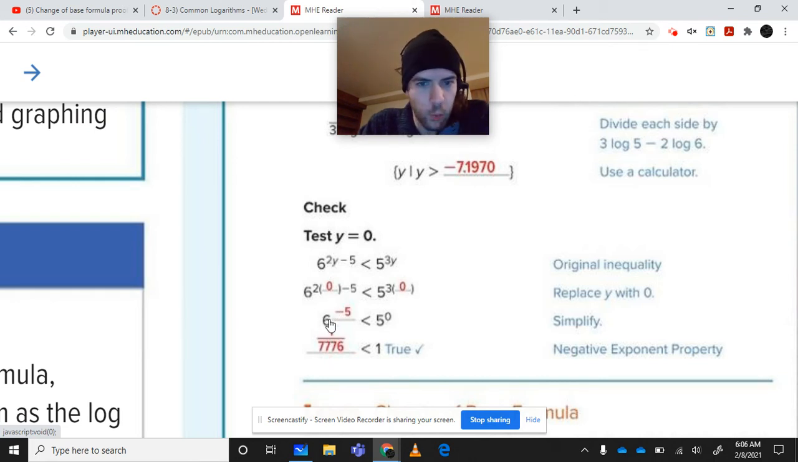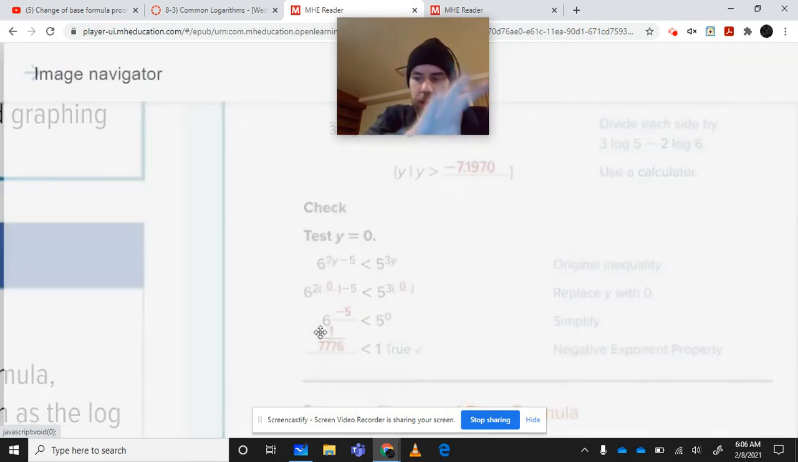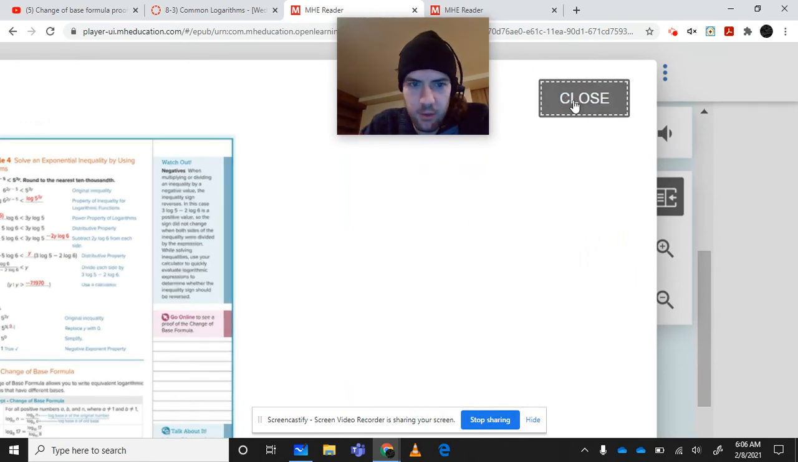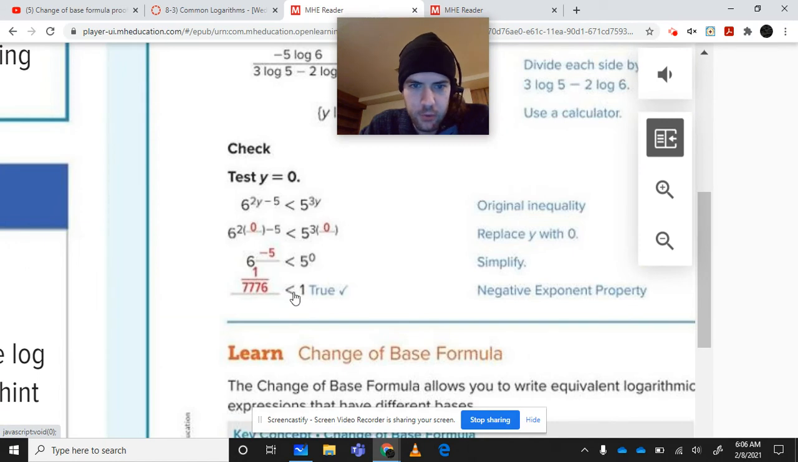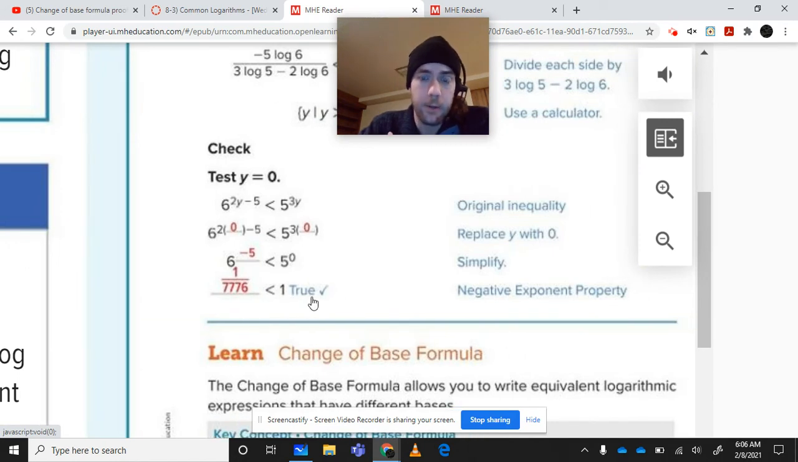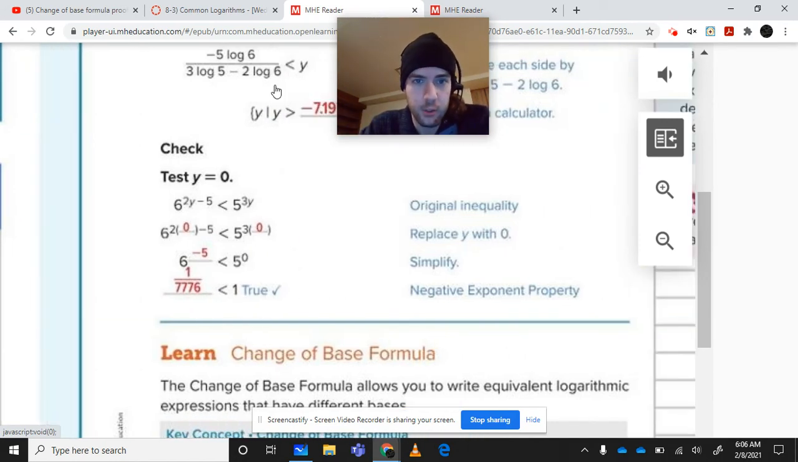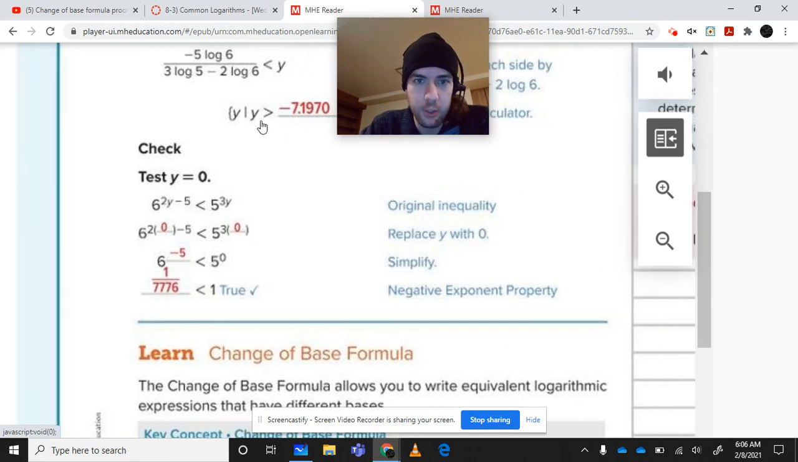You could say, well, we'd know that this is less than 1, right? Because this is just going to be 1 over 6 to the 5th power. So a 6 times itself 5 times. That's just going to be a very, very small answer in the end. It's going to be less than 1. So it's going to be true. And that would be a test of our solution that said that y should be larger than -7.19.